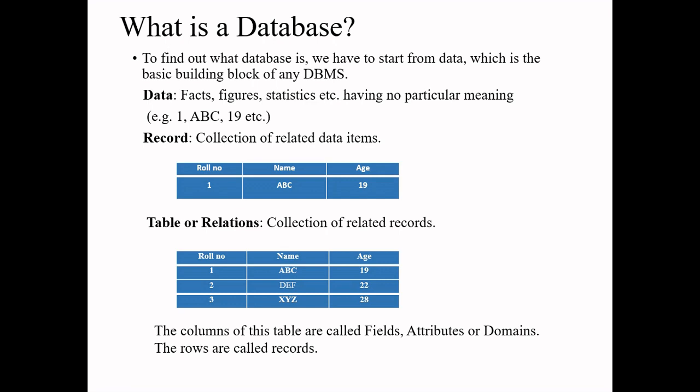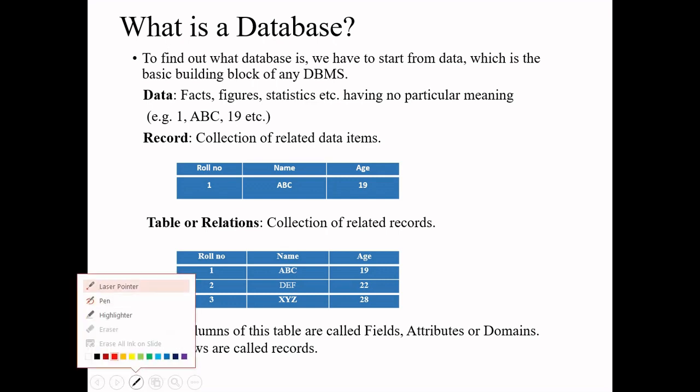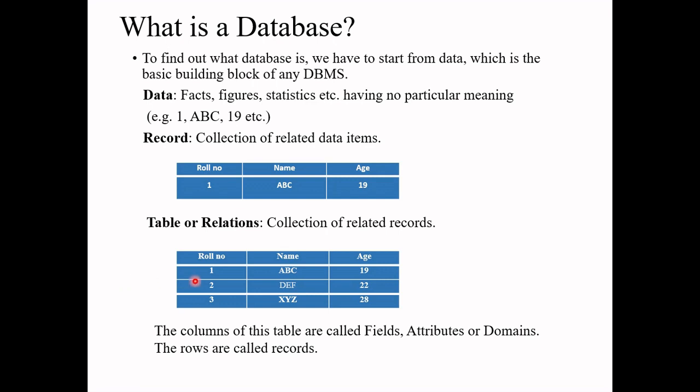Now next is table or relations. It is the collection of related records. Here we have one record, that is 1, ABC and 19. See, in this table we have three records. First roll number 1, name is ABC and age is 19. That is our first record. Next record is 2, DEF and 22. It is our second record. Next is 3, XYZ and 28. It is our third record.